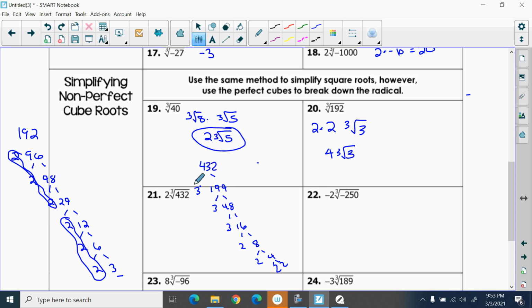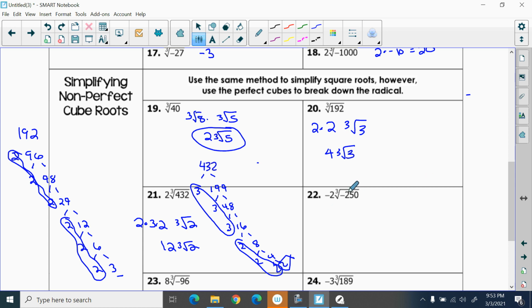Okay, so we have a set of 3's right here, and we already have a 2 on the outside. So we have 2 times 3, and then we have another set of 2's right here. So that's another 2. And don't forget this 2 right here. So that's under the cube root of 2. So that's 6 times 2, which is 12 times the cube root of 2.